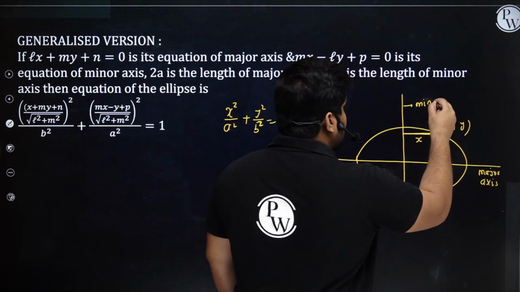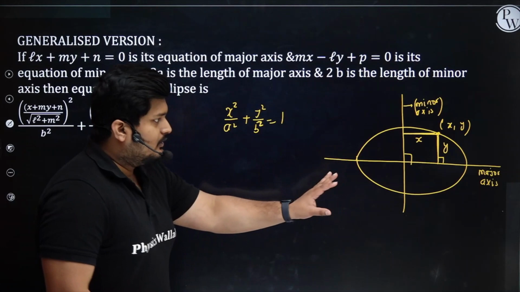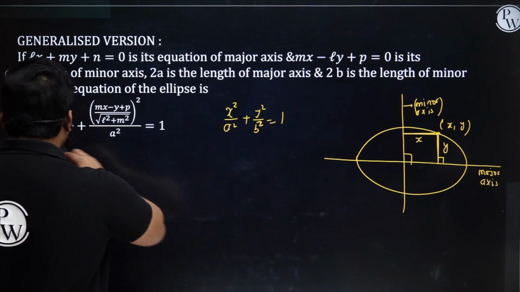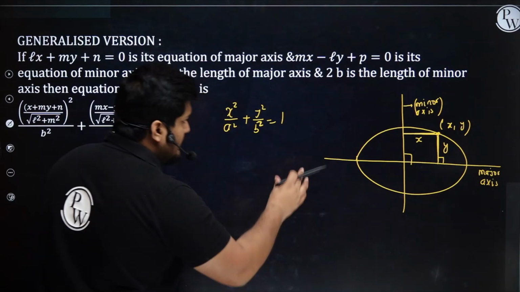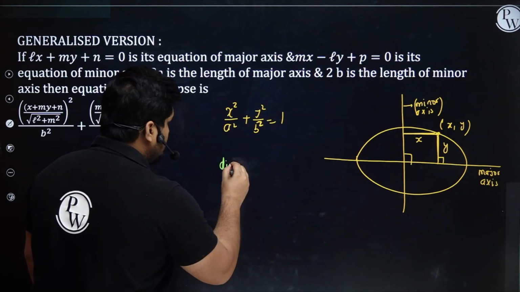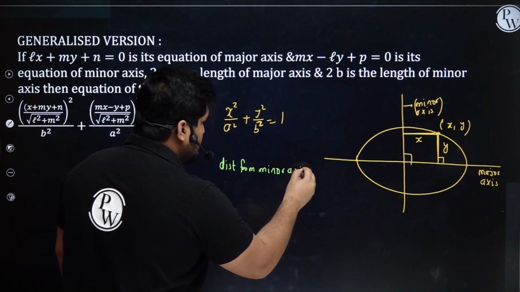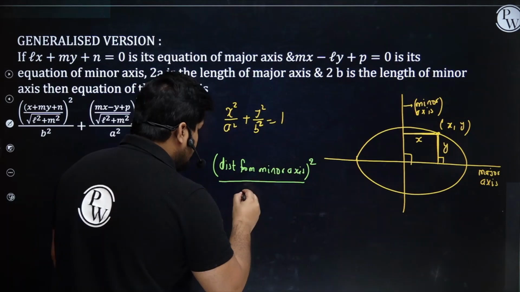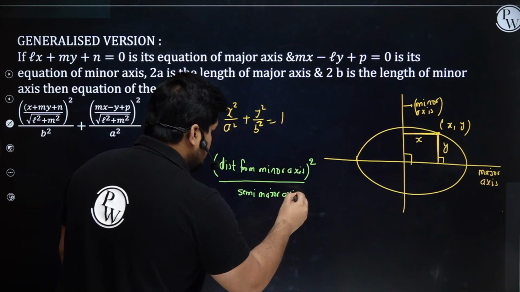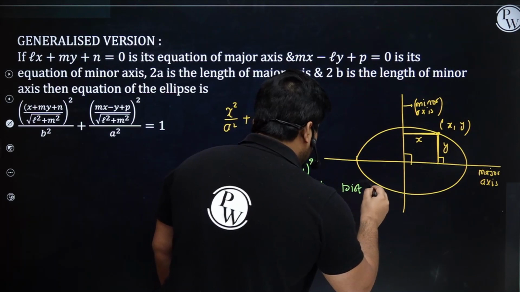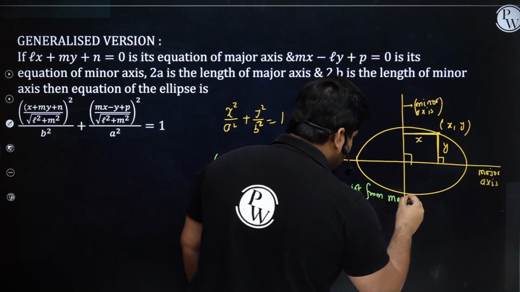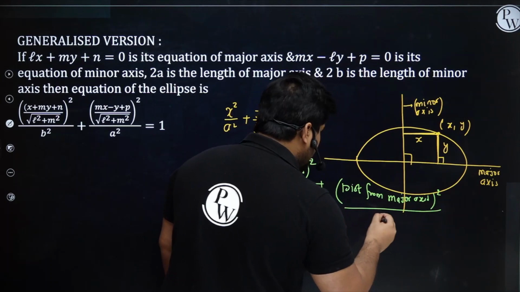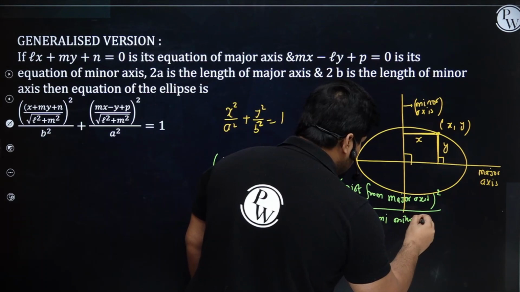So basically we are having two perpendicular lines, the major axis and the minor axis. These two lines will always be perpendicular. So can I say that x is nothing but the distance from the minor axis? Distance from minor axis whole square divided by the semi major axis whole square, plus the distance from major axis square divided by the semi minor axis whole square is equal to 1.